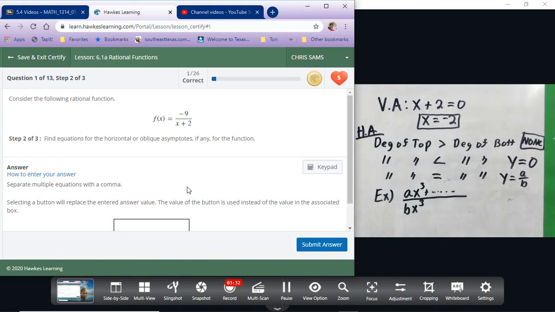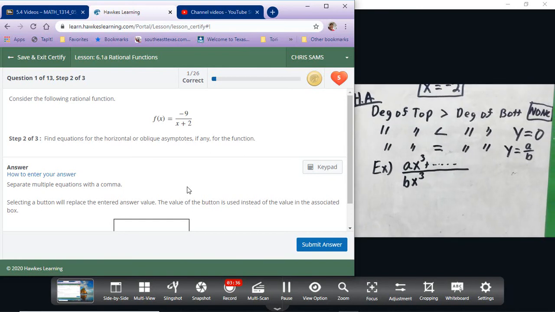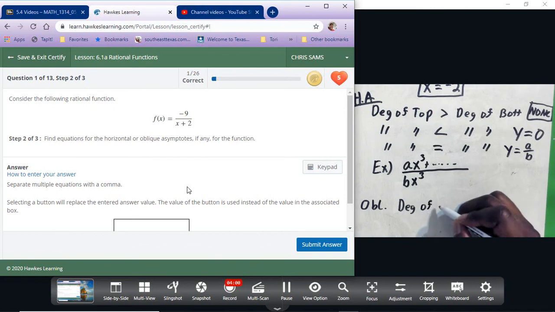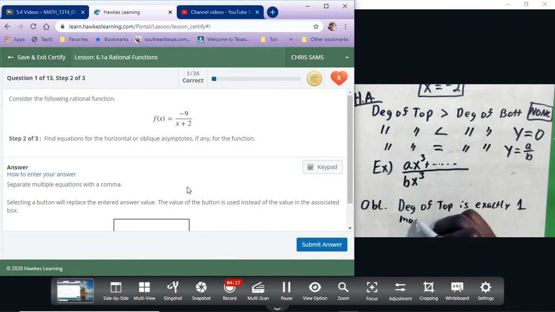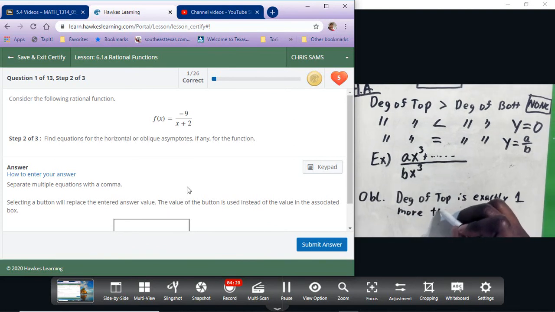Okay. And then there's one more called an oblique asymptote. Either you will have horizontal or oblique, not both. So you will have an oblique. So let's say OBL and abbreviate that. Oblique if degree of top is exactly 1 more than the degree of the bottom.